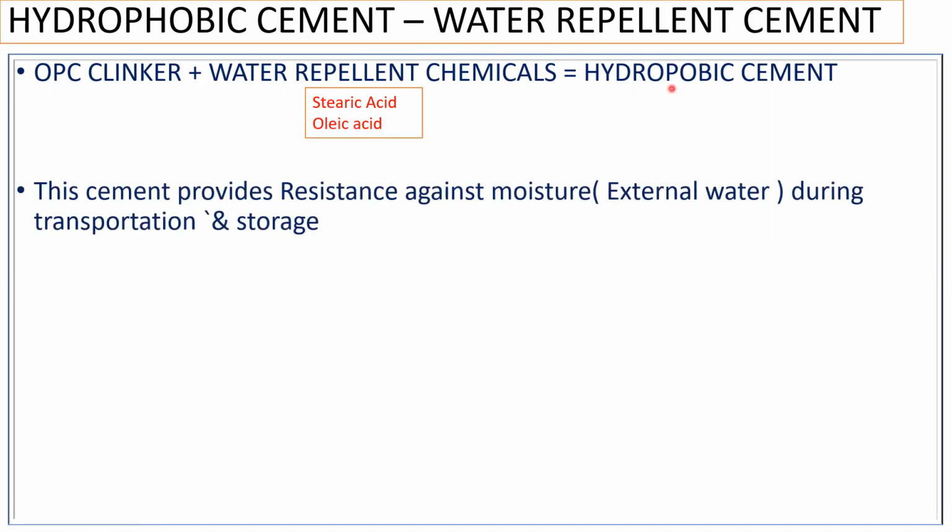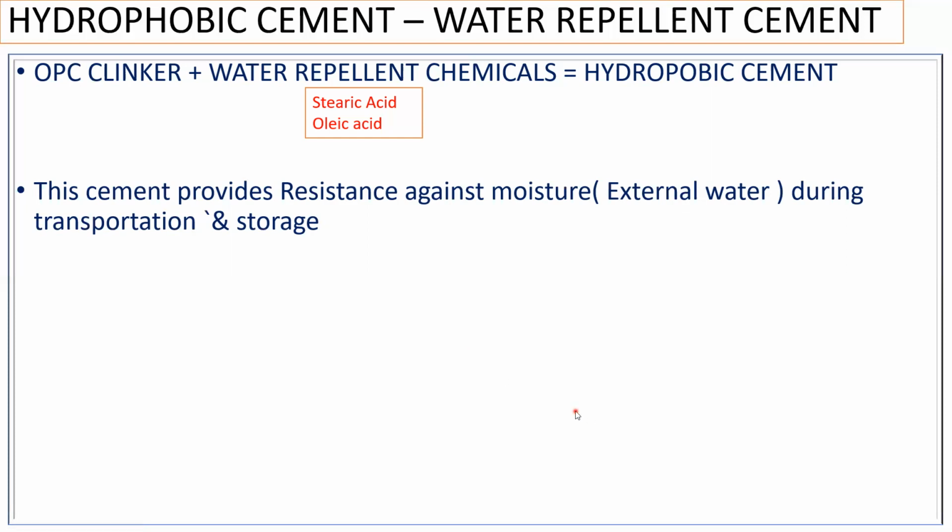So what exactly is this hydrophobic cement? This cement provides resistance against moisture, that is the extra water, during transportation and storage. That means, let us say you stored your cement for 1 or 2 months, and you did not cover that area, and due to rain there's water around the cement. The moment water is in contact with the cement, it will start its reaction, right? But in hydrophobic cement, what will happen?